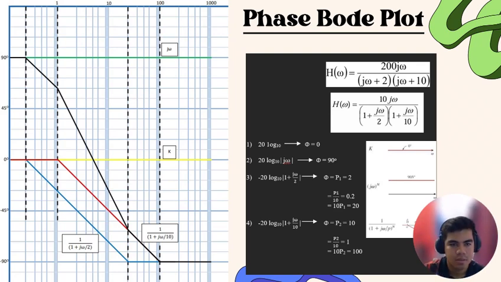So that we can see the black one, that is the final graph that combines all equations. The equations are 1 plus jω over 2 and 1 plus jω over 10, that we combine, the blue and the red ones, to make the final graph.